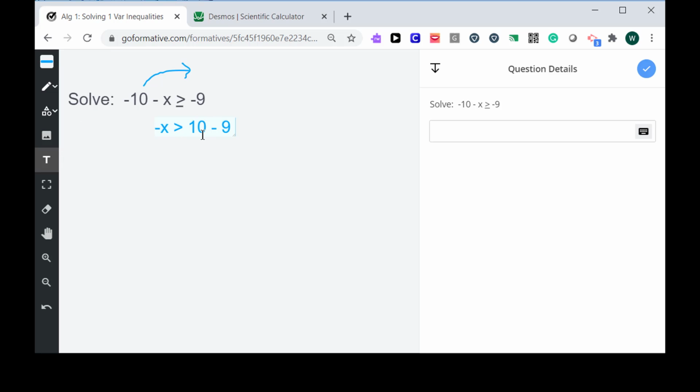Now I'm going to do the next step, which is combine like terms. But before that, let me write the little dash. And so if we're going to combine like terms, on the left side, there's nothing to do, so I just bring down the x greater than, and then 10 minus 9 is positive 1. Put a little dash.